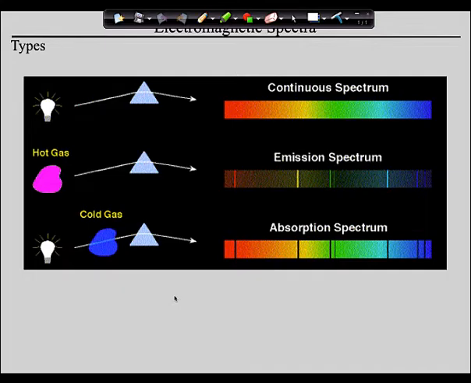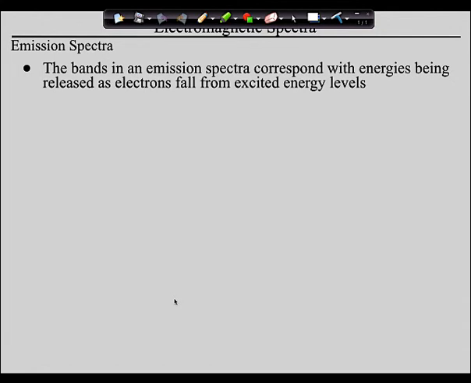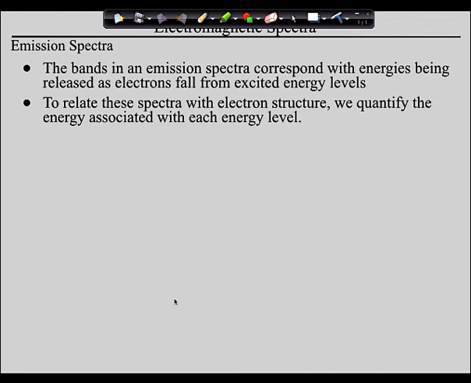So let's talk then about how we come up with these numbers. So guys, where do we get the 10 and the 15? You ready? It goes like this. I don't know that you necessarily need to write this down. This is a transitional thought. So guys, you understand that the bands in an emission spectra correspond with the energies that these electrons release as they fall. So what we can do now is connect these bands with electron structures. But we can only do that if we can quantify the energies of each energy level.